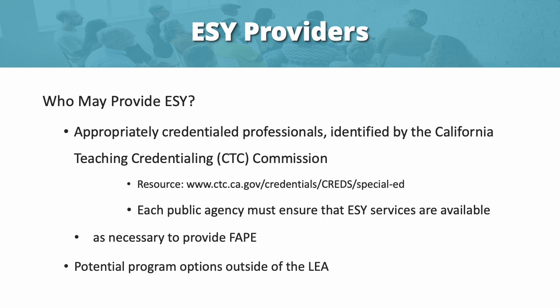As a result, each local education agency must ensure that ESY services are available to those who qualify. If a local education agency does not have an extended school year program available through their site, they must contract with another school or non-public agency in order to provide the extended school year services and a free appropriate public education. ESY program offerings outside of the local education agency may include, but are not limited to, contracting with another local education agency which does have an ESY program. The LEA may also offer to provide services at a mutually agreed upon location, such as a local library.